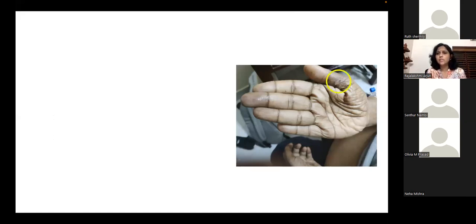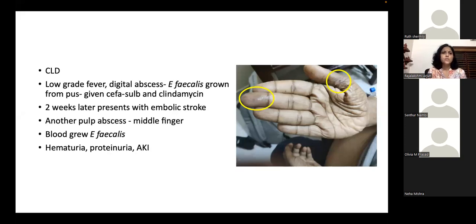So this patient presents a month ago with this small pustule, which was drained. As you can see, it is on the thumb. He has underlying chronic liver disease. And a month later, he presented with a stroke. And at that point in time, another abscess was noted in the middle finger. So he is a patient with chronic liver disease. He presented with low-grade fever and digital abscess.